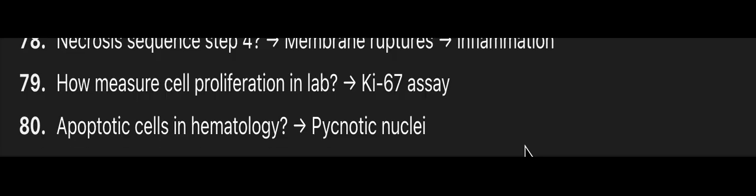How can we measure cell proliferation in the lab? With a Ki-67 assay. Apoptotic cells in hematology are called pyknotic nuclei.